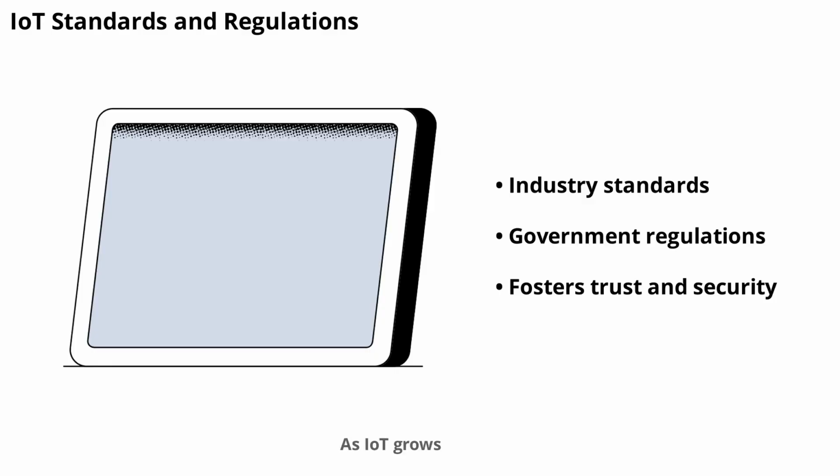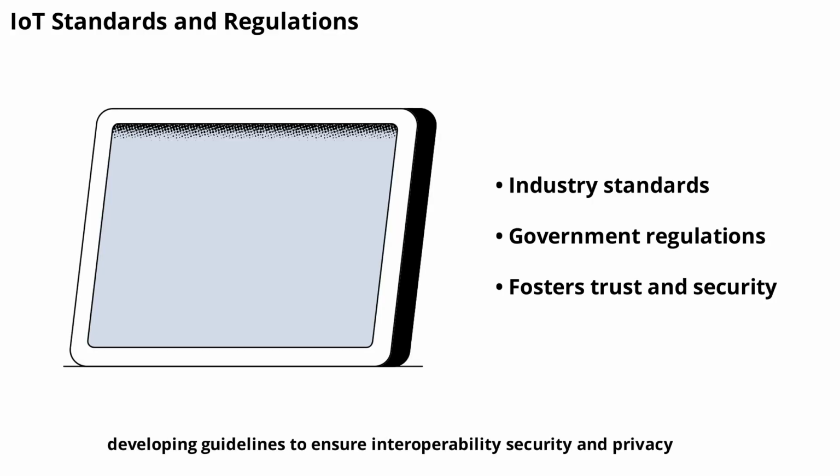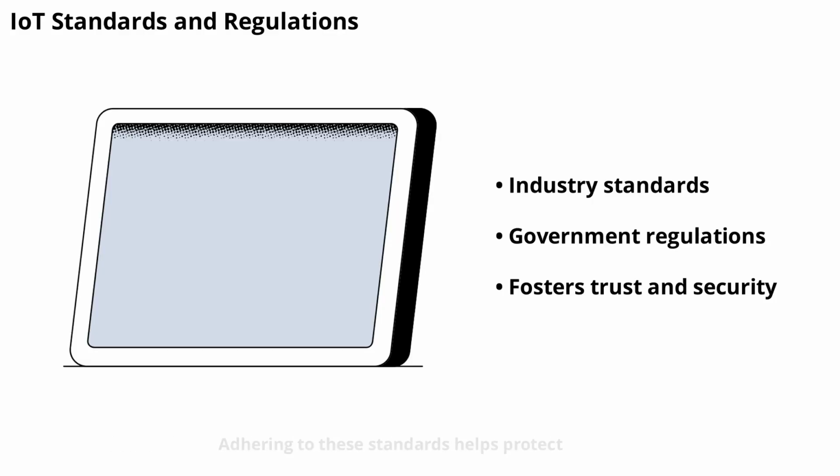As IoT grows, standards and regulations are becoming increasingly important. Industry groups and governments are developing guidelines to ensure interoperability, security, and privacy. Adhering to these standards helps protect users and fosters trust in IoT technology. Staying informed about regulations is essential for anyone developing or using IoT solutions.